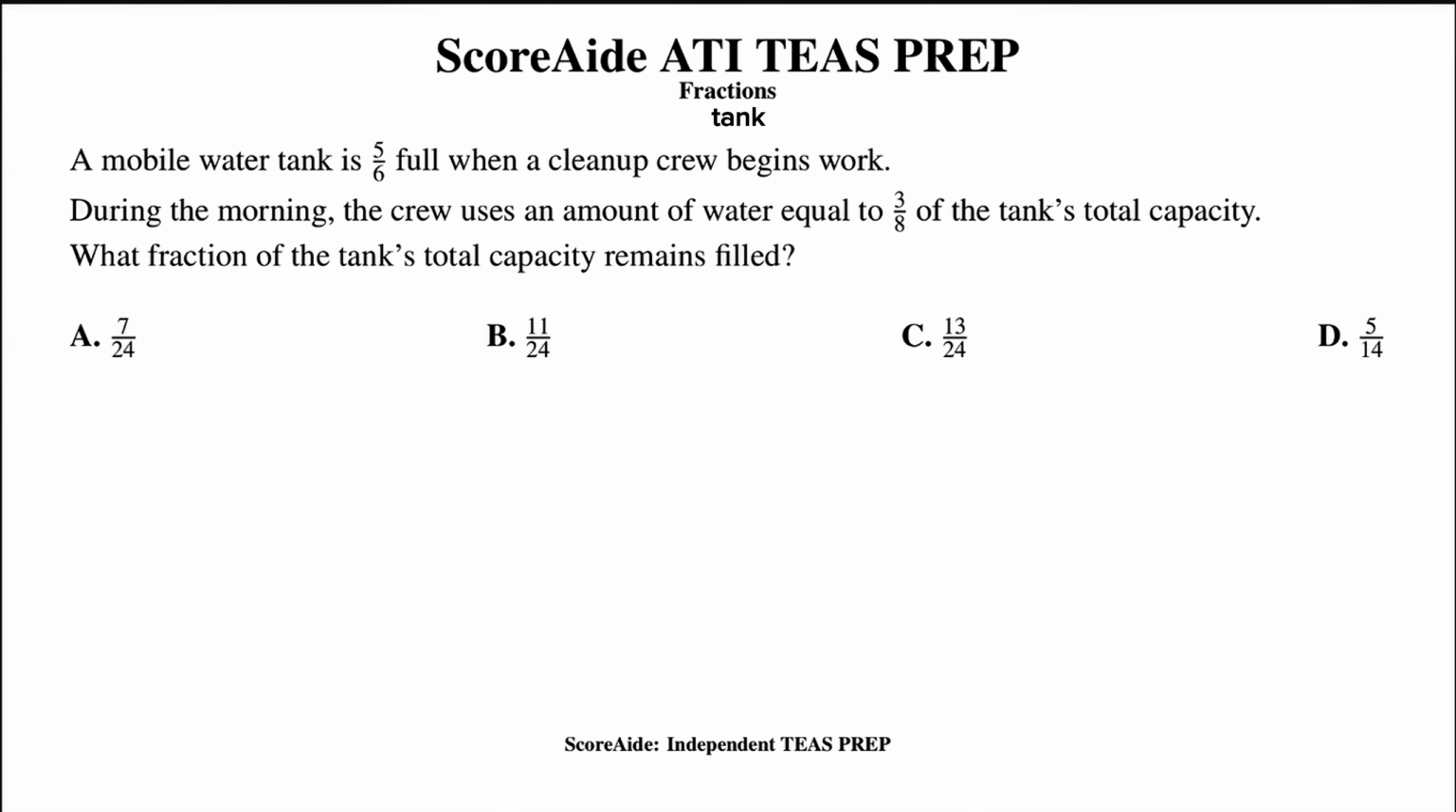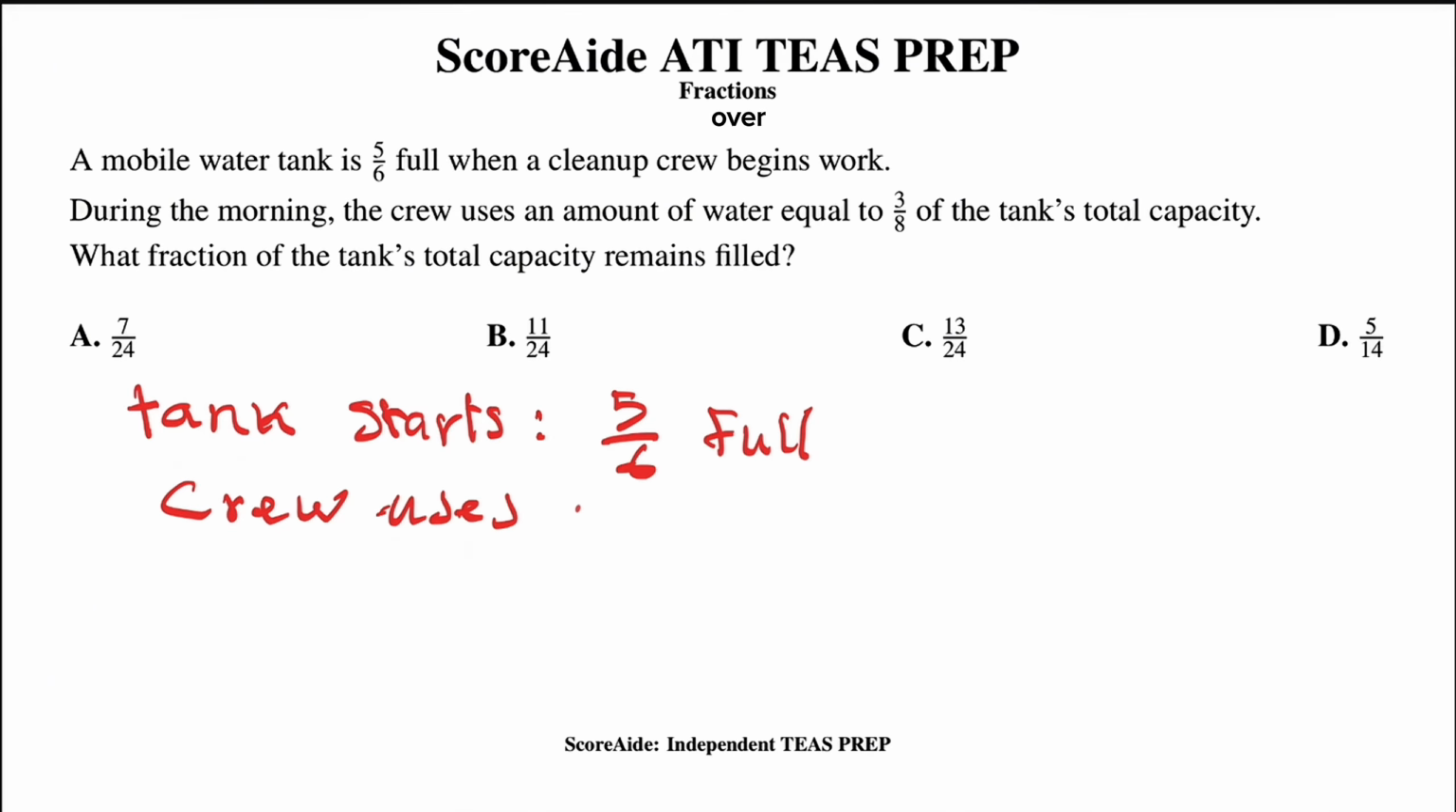A mobile water tank is 5 over 6 full when a cleanup crew begins work. During the morning, the crew uses an amount of water equal to 3 over 8 of the tank's capacity. What fraction of the tank's total capacity remains filled? The tank starts at what? At 5 over 6 full, right? And the crew uses what? 3 over 8. They are both fractions of the total capacity. So water is being taken away, right?